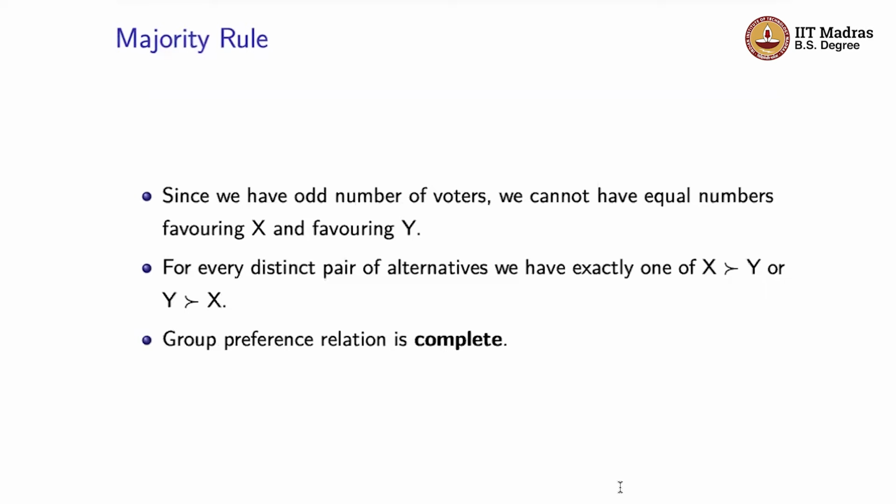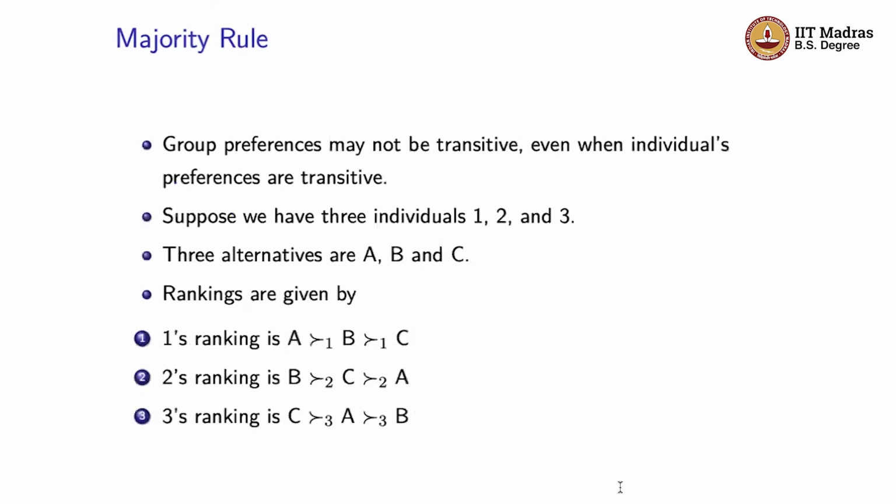So what that means is that for every distinct pair of alternatives, for any pair that you can think of, we are going to have exactly one of either x is preferred over y or y is preferred over x, right? So not only are individual preference relations complete, when we apply majority voting in this manner, the group preference relation is also complete. The problem, however, arises from the fact that even though individual preferences may be transitive, group preferences may not be transitive, right? When we are doing this majority voting system, right?